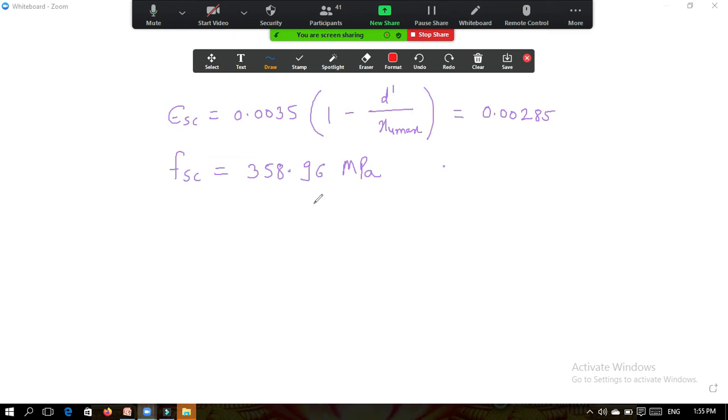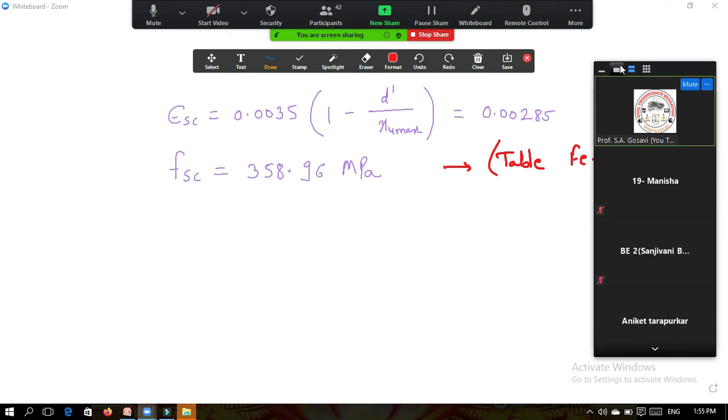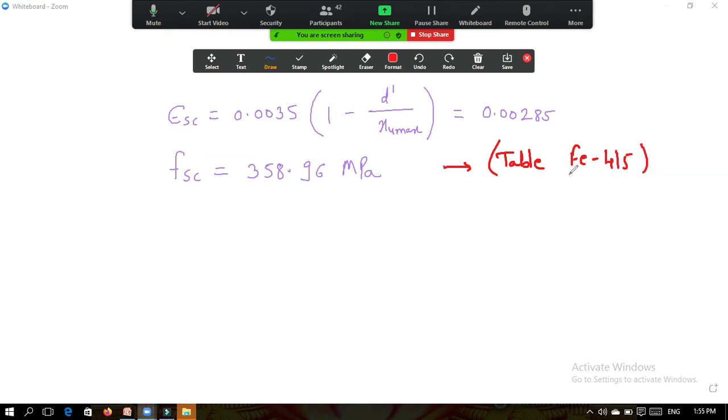The copy option is not available. Here, this value we have got from the table of Fe415. In the exam, they will give you the value. Here I forgot to write those values, so it is practice for you also to see the table. Table of Fe415. So now, equating.